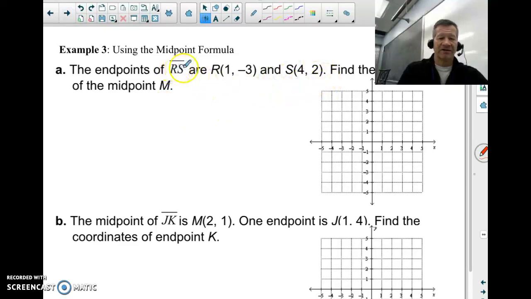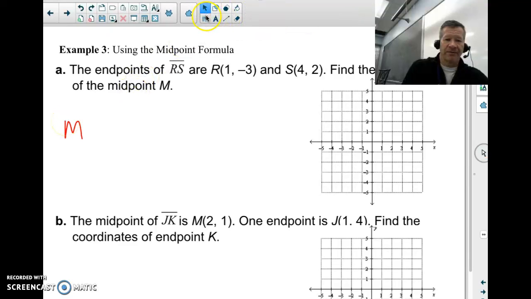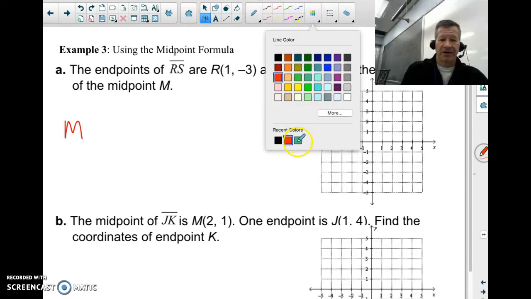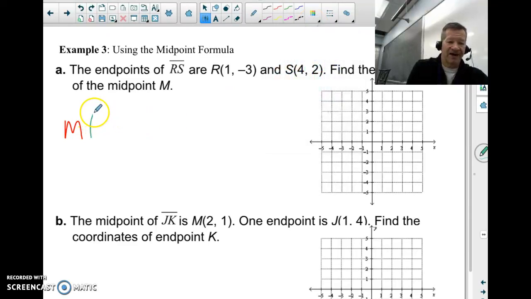It says the endpoints of RS are 1, -3, and 4, 2. Find the coordinates of the midpoint M. So if R is at 1, -3, I don't know why I can't change my color here. It's just not working for me. I keep trying to, but here, let's see if that works. So M, I would have to add the two x values together. So the x values are 1 and 4. So we can add those together and divide by 2. And then the y values are -3 and 2. We'll add those together and divide by 2.